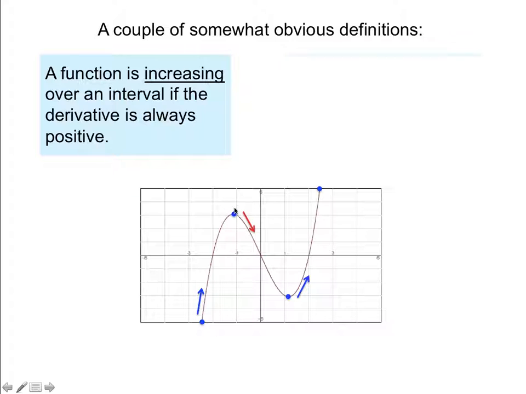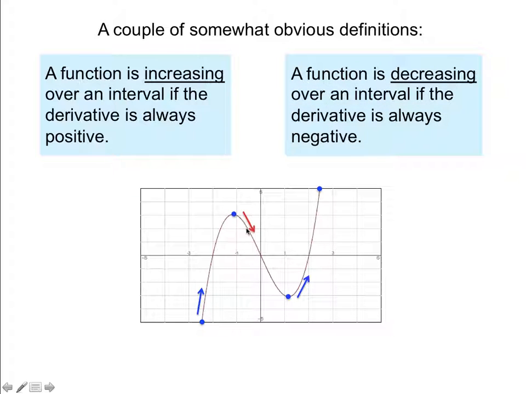And likewise, the decreasing portion, so if we look at this, where this red arrow is, this is where the function is trending downward. So this is where the function is decreasing. And in that decreasing domain, notice the derivative is negative there. So a function is decreasing or trending downward in those intervals where the derivative is negative.